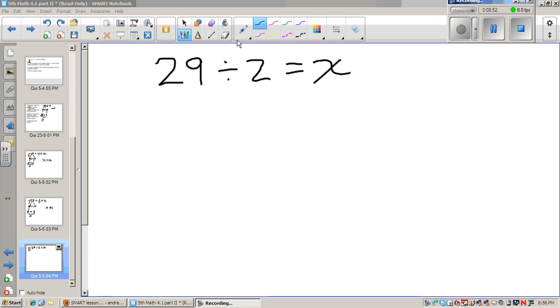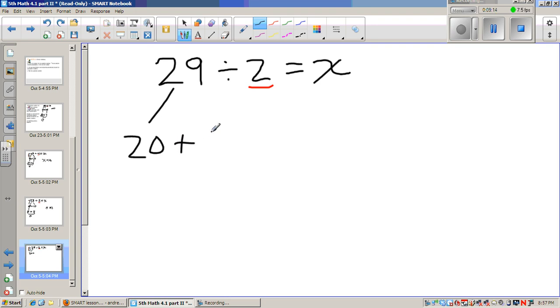Okay, so first things first, I'm going to break it into two parts, and I'm going to let the divisor help me. My divisor is 2, so my first number over here is just going to be 20, which is 2 times 10. And then that doesn't leave me with any choice for my second number. My second number has to be 9, because 20 plus 9 equals 29. So I know right away that 20 divided by 2 is going to be 10. That's easy. That's why I picked it.